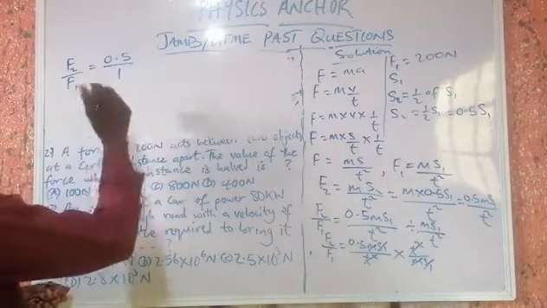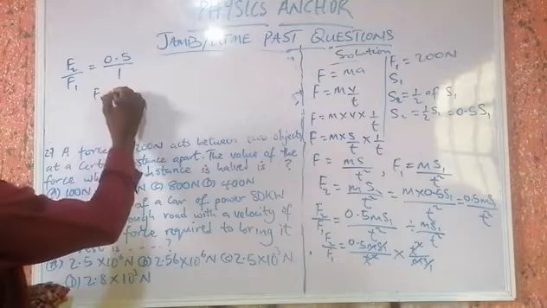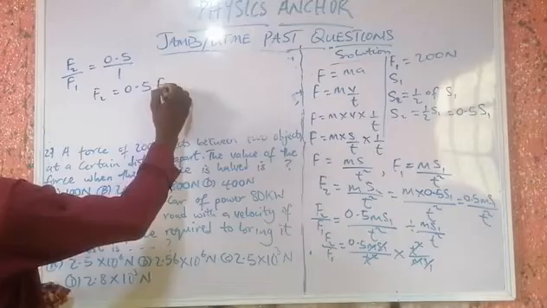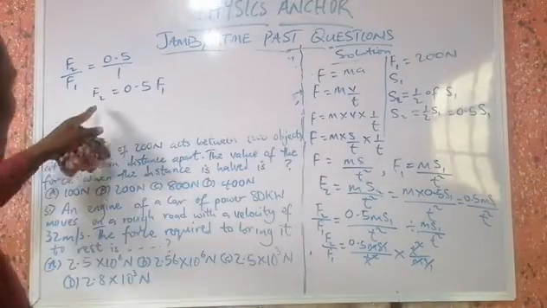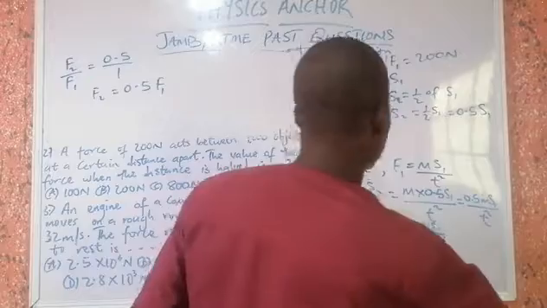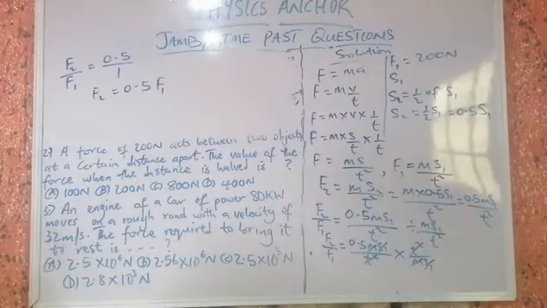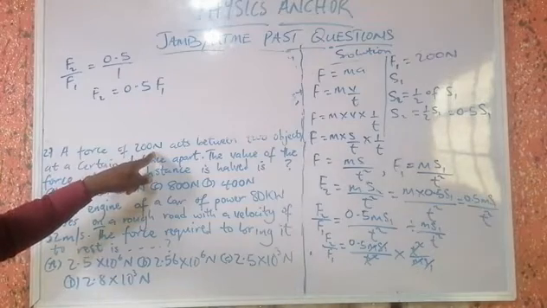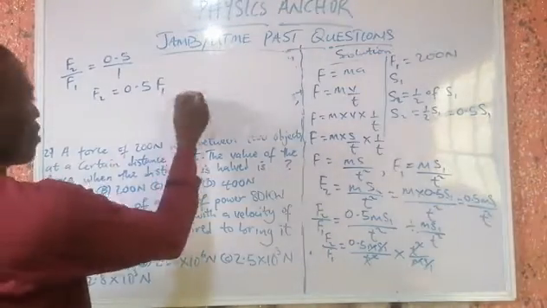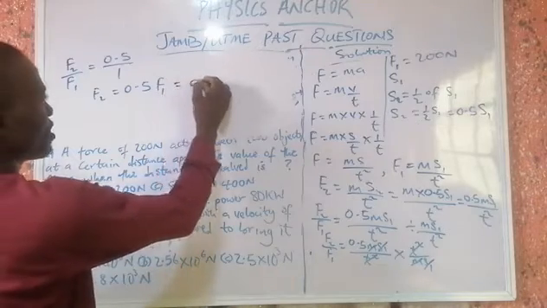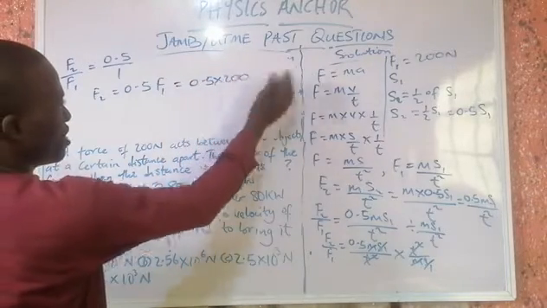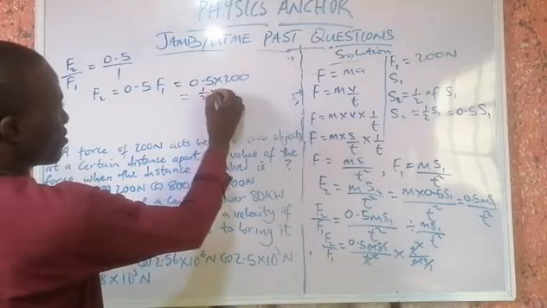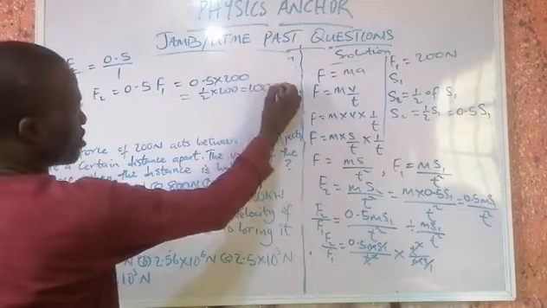That's what remains. So let's cross multiply. F2 times 1 will be F2. F1 times 0.5, that will be 0.5 F1. So in other words, F2 equals 0.5 times F1. When you go back to the question, you can see that the value of F1 has been given, which is 200 Newton. So I'll just put 0.5 times 200 Newton. That's half times 200, which is 100 Newton.